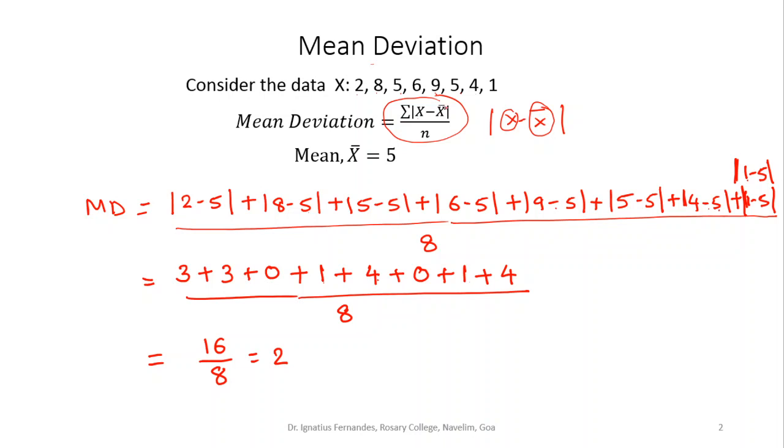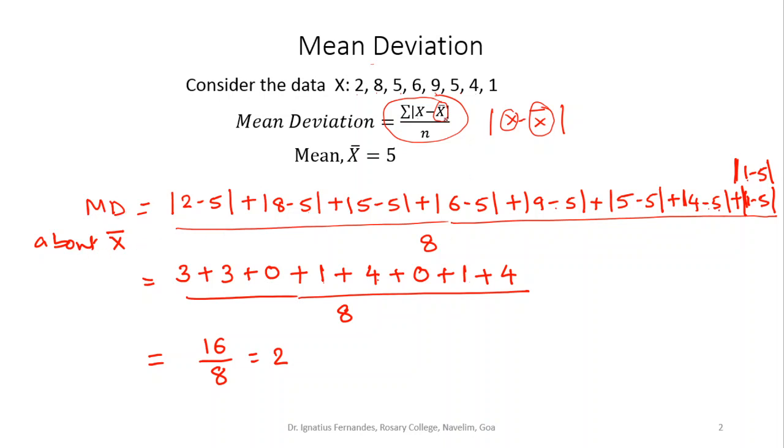Now here we have used our central location as mean. That's why this mean deviation is referred to as mean deviation about mean. I could have as well used median in place of this x bar, that is mean. In that case, that would be called mean deviation about median.